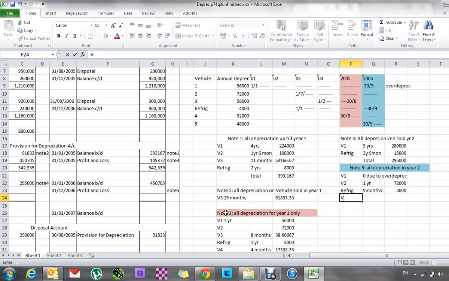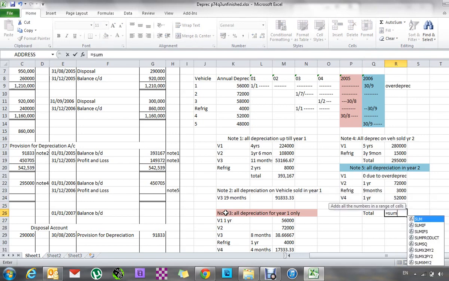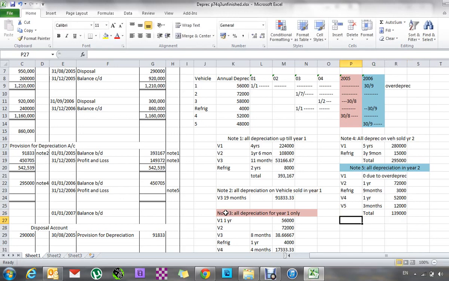And then we have vehicle 4. Vehicle 4 and vehicle 5 we also had. Vehicle 4 we had for the full year, and it's 52 grand depreciation a year. And vehicle 5 we had for 3 months, and it's 40 grand by 3 months, or a quarter, which is 12 grand. And we get a total. So 139 grand.